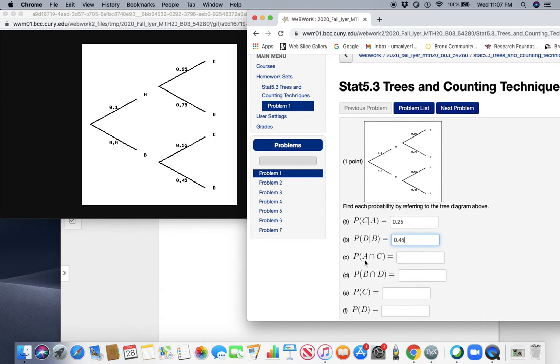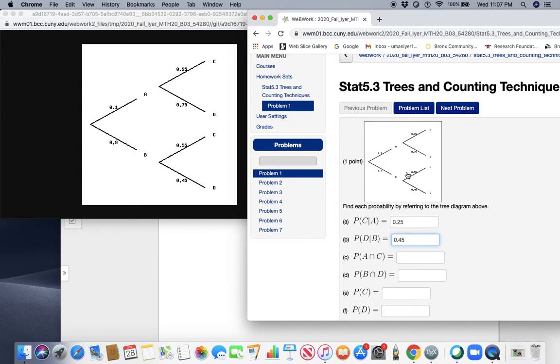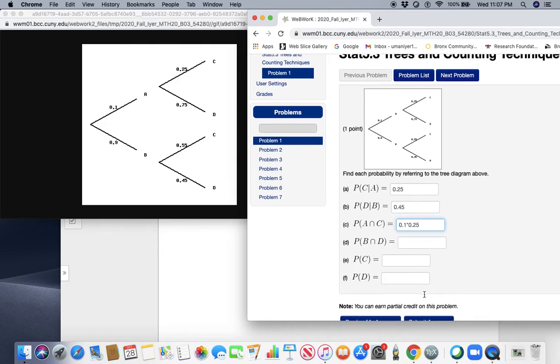What is the probability of A and C? Of A and C. So this entire branch is 0.1 times 0.25. Probability of B and D. B and D, 0.9 times 0.45.